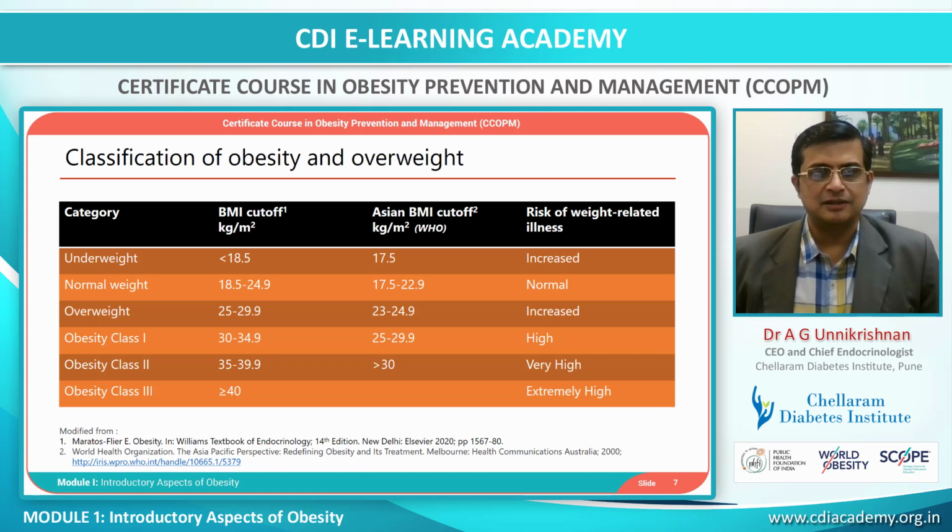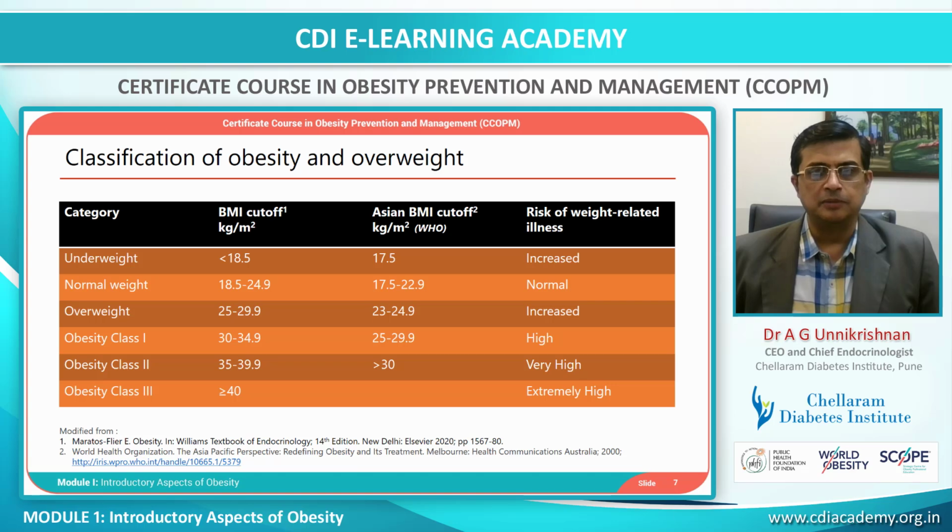You can see that less than 18.5 kilograms per meter square is considered underweight. Normal weight or normal BMI is considered as a BMI between 18.5 to 24.9. Overweight is a BMI of 25 to 29.9 kilograms per meter square. Obesity class 1, 30 to 34.9. Obesity class 2, 35 to 39.9, and obesity class 3 is more than 40 kilograms per meter square.